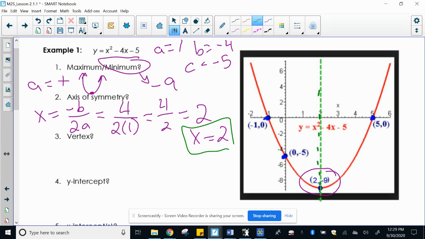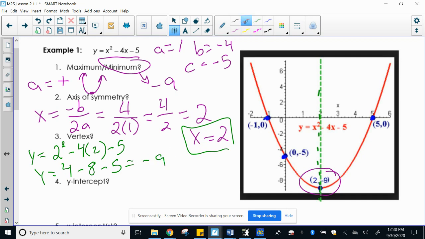Our vertex, that's where we plug in our x value of 2 and see what we get for our y. So y equals 2 squared minus 4 times 2 minus 5. So that'd be 4 minus 8 minus 5. Well, 4 minus 8 minus 5, that's negative 9. So our vertex would be the x value, 2, comma, the y value, negative 9. Well, we see this on our graph, 2, negative 9.